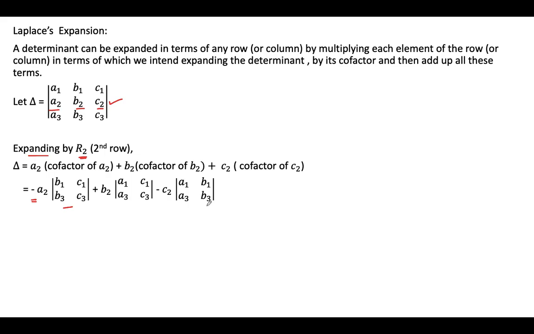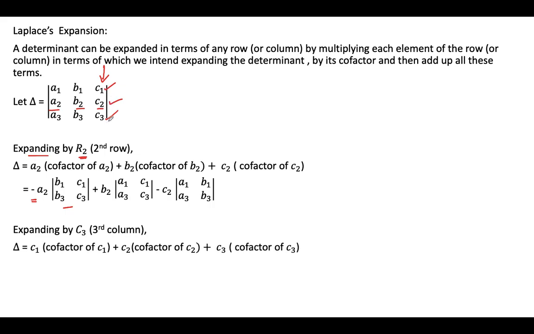Okay, you can also calculate the value of this determinant by expanding by columns. Say if I want to expand this particular determinant by the third column, now what are the elements in the third column? C1, C2 and C3, isn't it? So we will be taking C1 into cofactor of C1, C2 into cofactor of C2, C3 multiplied by cofactor of C3, and then we'll add up those terms. So delta, or the value of this determinant, must be C1 into cofactor of C1 plus C2 into cofactor of C2 plus C3 into cofactor of C3.